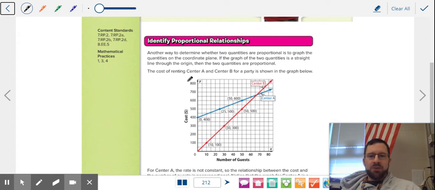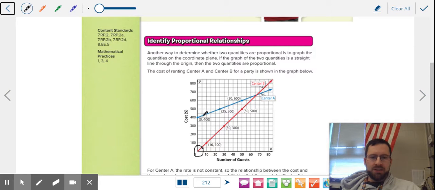Two things go into determining whether a line or a graph, because sometimes the graphs aren't lines, is proportional. First, it has to be a line. If it bends, curves, zigzags in any way, shape, or form, it's not proportional. Guaranteed, 100% of the time. Second, it has to go through the origin. My line has to predictably go through the origin. Whether or not I graph that point, I have to be able to predict that it goes to the origin at 0, 0.